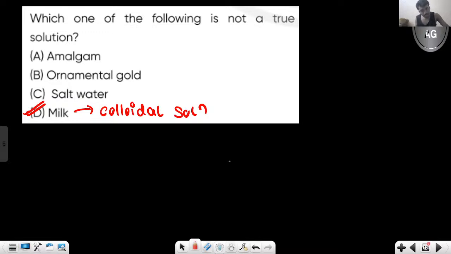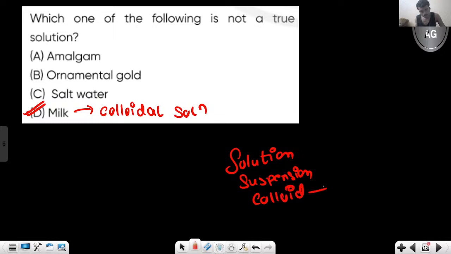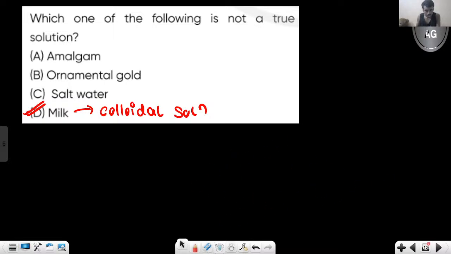There were three types in class 9 you have read. One is called a solution, another one is called a suspension, another one is called a colloid. Milk was a colloid because particles are less than 10 to the power minus 6, so we cannot see it. For a suspension, it is more than 10 to the power minus 6, we can see it. Clear? Okay, next question.